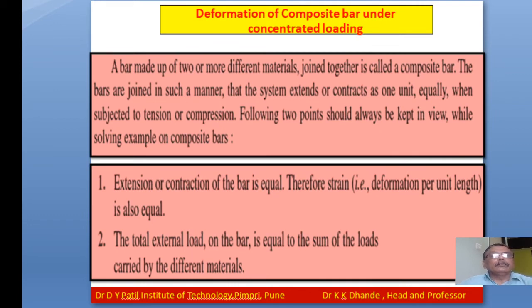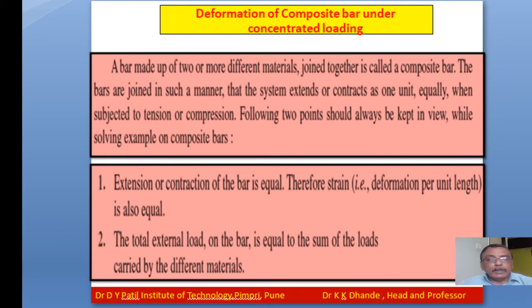Now here is another topic: deformation of a composite bar under concentrated loading. The first bar was a homogeneous bar. Homogeneous means the whole bar is made from the same material, so the modulus of elasticity remains the same for every section. That is the first thing. Second, what is meant by a composite bar?